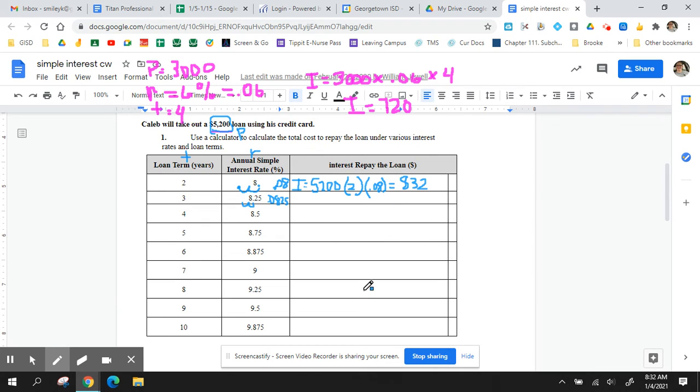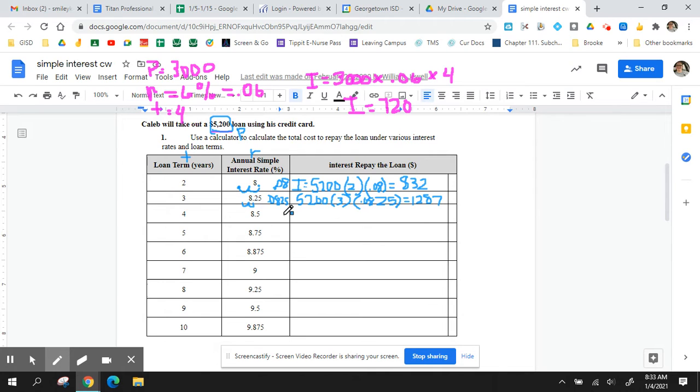That is what we're doing for this whole table. So let me do another one with you. I'm going to have my principal amount, which is always going to be the same, 5,200. Now I'm going to multiply times 3, and my rate changed to 0.0825. So every time, your year and your rate are going to change. So again, 5,200 times 0.0825 times 3 in your calculator, and you'll get 1,287.